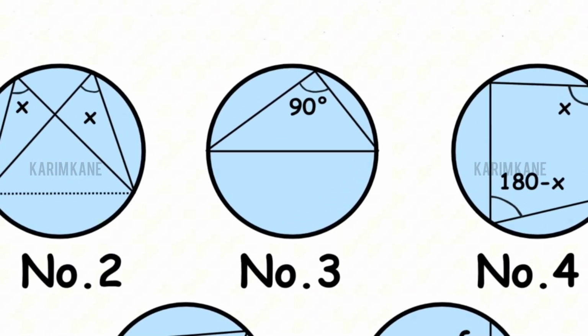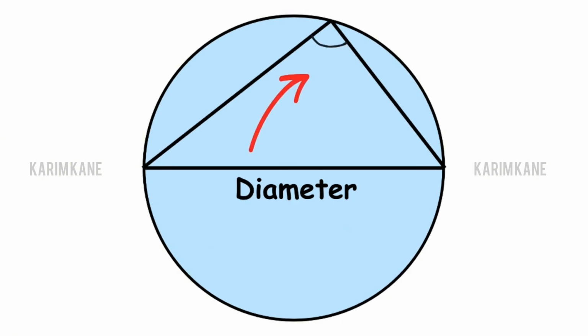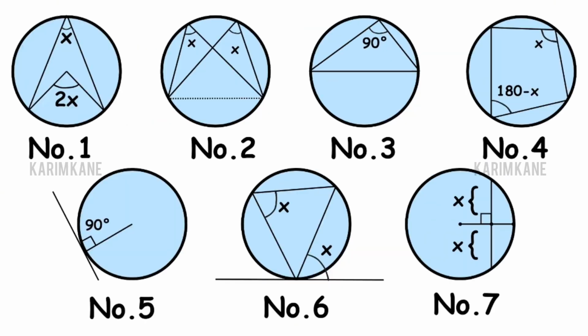The third circle theorem is the angle in a semicircle theorem. If you draw a triangle inside a circle where one side is the diameter, the angle opposite that side is always 90 degrees, no exceptions. This works because the triangle is essentially half of a full 180-degree angle.